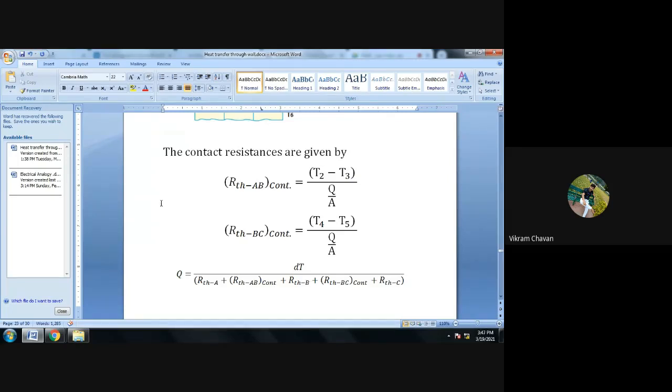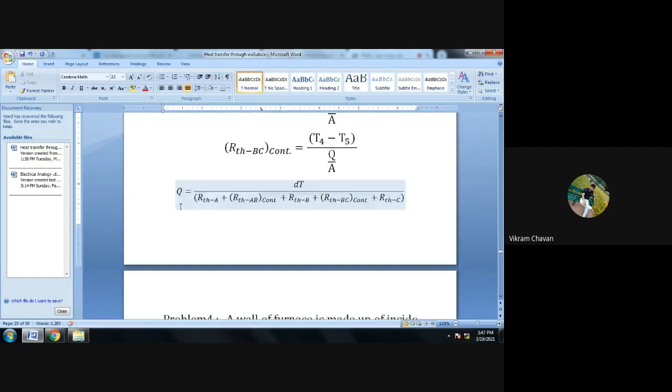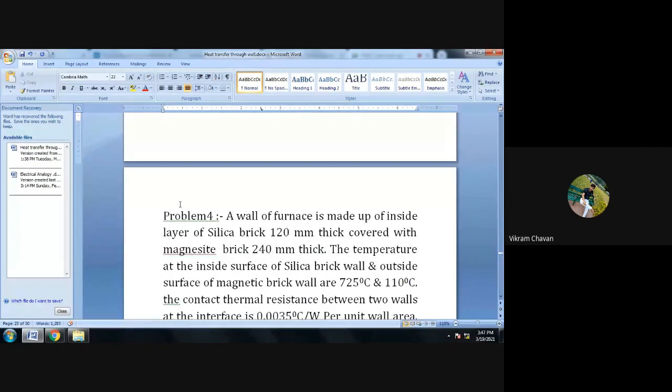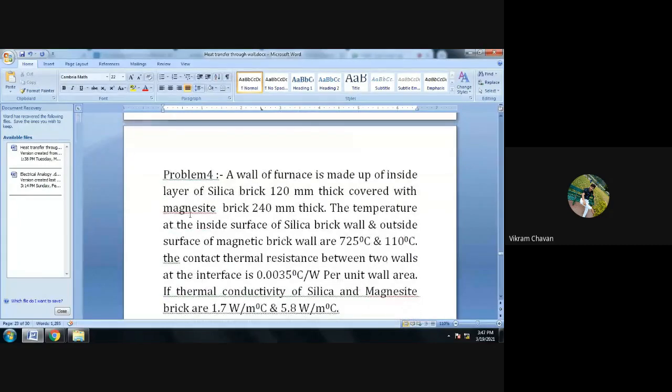Getting everyone? Is there any doubt, any question? Okay, if you don't have any doubt, then we will move ahead to the problem on this particular point.